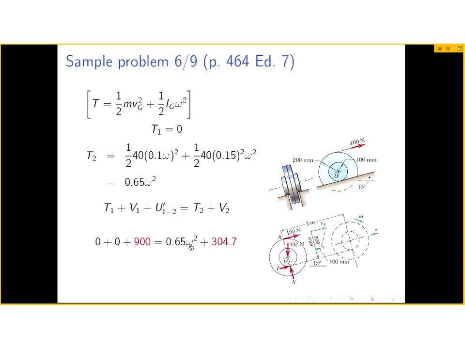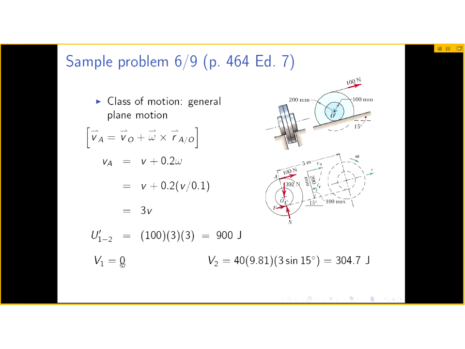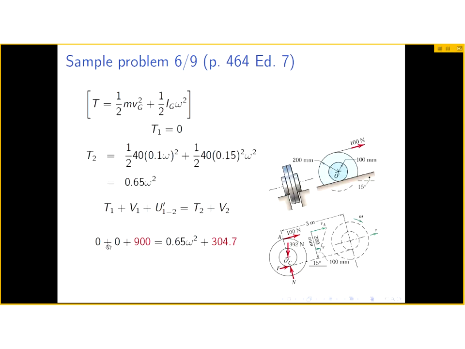T2 was calculated just now as 0.65 omega squared, and V2 I'm claiming is 304.7. Let's see where we got this. This is where we got it, and also it shows that V1 is 0. That was previously calculated. So we have this equation, and we have just one unknown in this equation. It allows us to calculate omega as 30.3 radians per second. And clearly, this is the omega at the end of the 3 meters interval, the value of omega at that point in time. So with this, we've answered the first question.